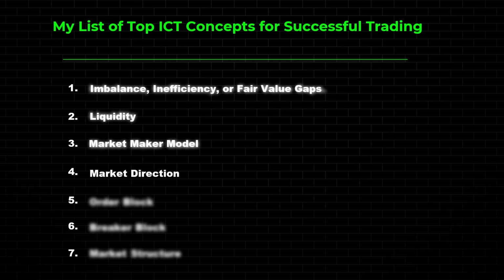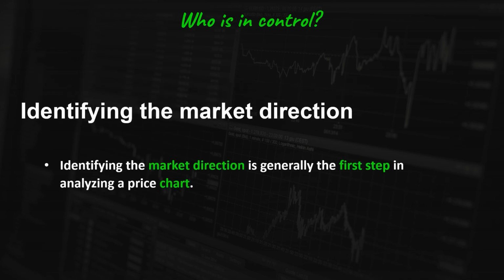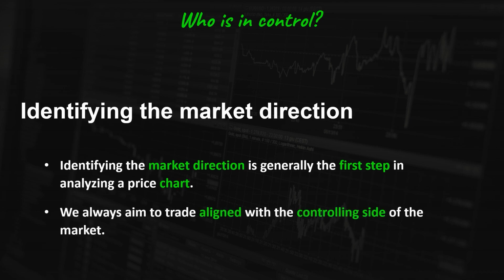Market direction. Who is in control? Identifying the market direction is generally the first step in analyzing a price chart. We want to identify the trend and determine if the buyers or sellers are in control. We always aim to trade aligned with the controlling side of the market.